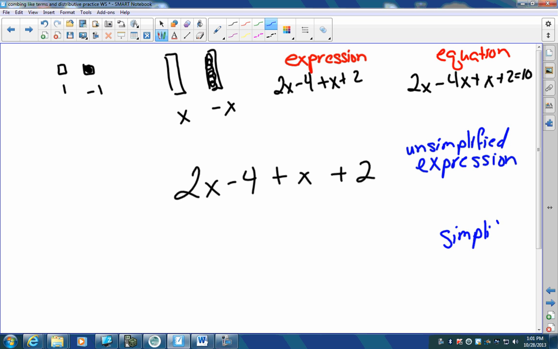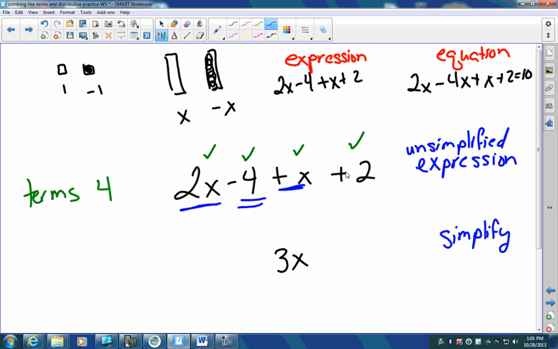An expression is just that, because now when we have an expression, we need to simplify it and be able to put together the terms that are alike. Now, speaking of terms, terms are how many of these things we have. Like 2x, that's one term, 2 terms, 3 terms, 4 terms. So right here in this example, I have 4 terms in the unsimplified. When I put together the things that are the same, I have 2x plus 1x, and that gives me 3x. Then I have minus 4 plus 2, which gives me minus 2. Right here, I have 2 terms. This is the simplified version.